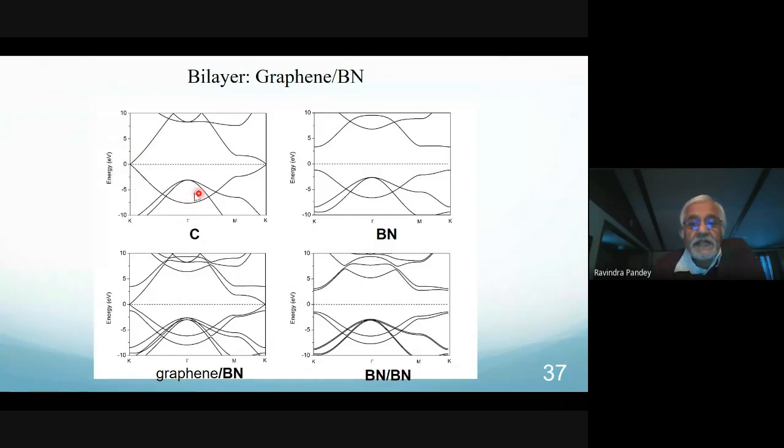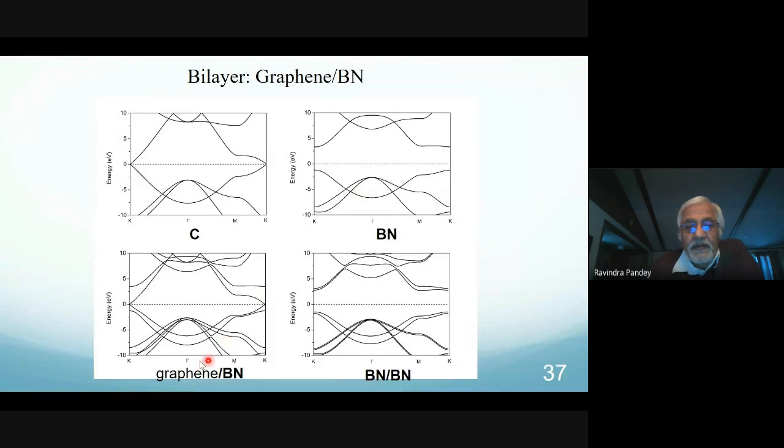You can see on the left, the first one is graphene. And here are the special K points. This is the high symmetry gamma point, this is the M point, and these are the K points. You can see in graphene, there's a gap, but it closes around the K points. Then I look at the boron nitride monolayer, again looking at K, gamma, M, K in the reciprocal space, and you can see there's a nice band gap all over the Brillouin zone.